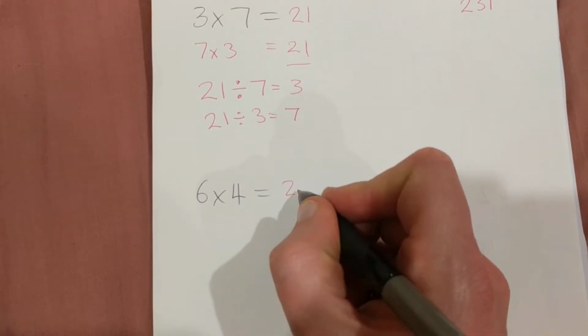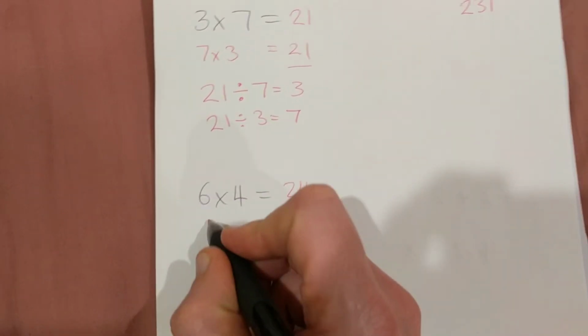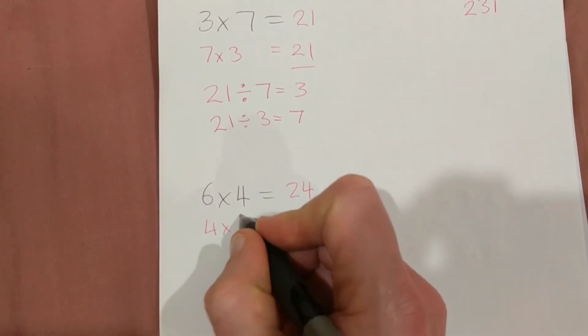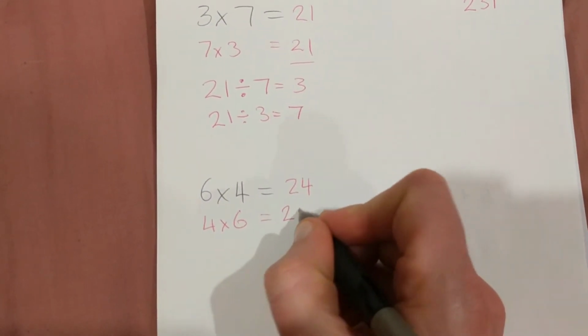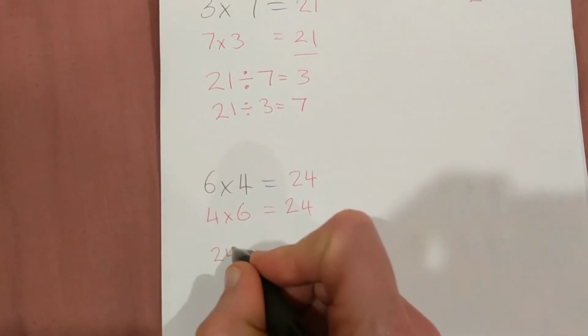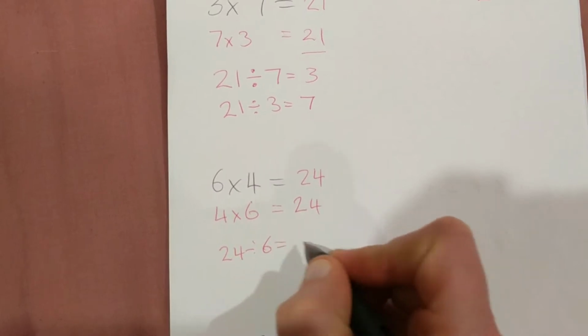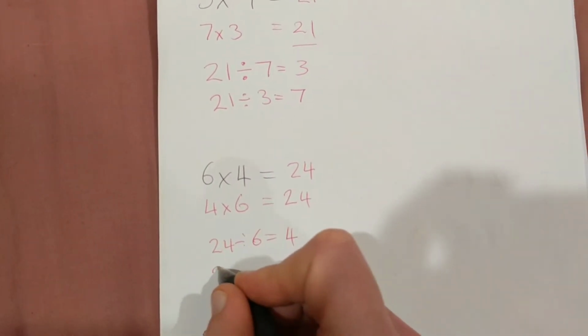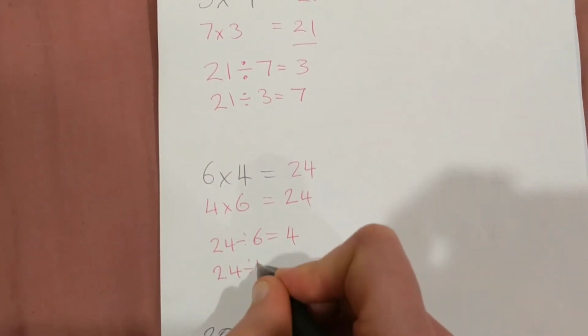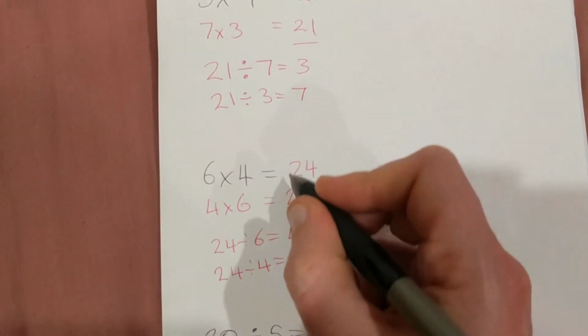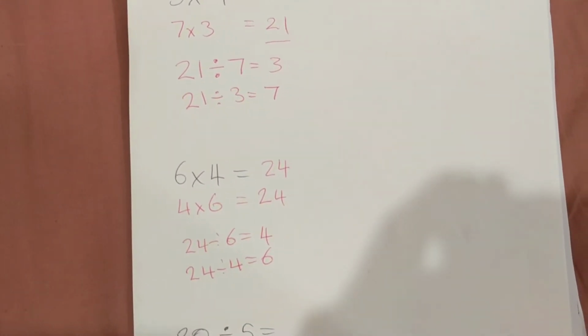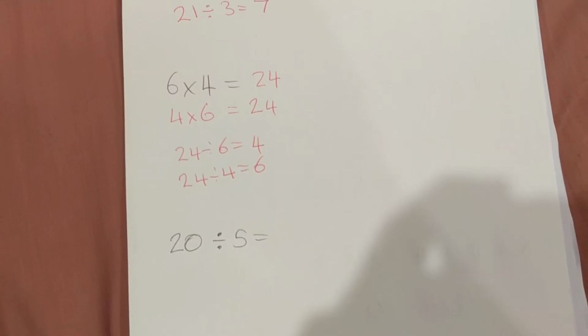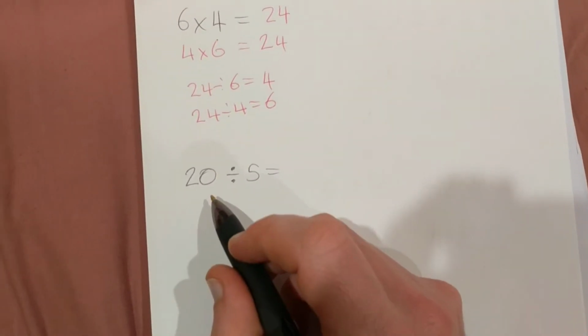So for 6 times 4, which is 24, you should be able to do all 4 of them. So 4 times 6 is also 24, and 24 divided by 6 equals 4. 24 divided by 4 must be 6. So that's the kind of quartet, if you like, of all the different answers. Same for when you get a division problem.